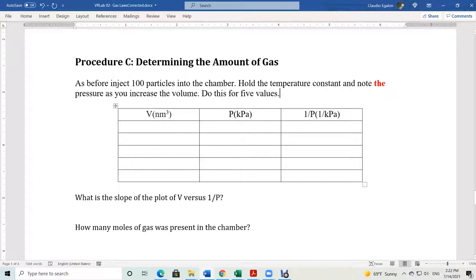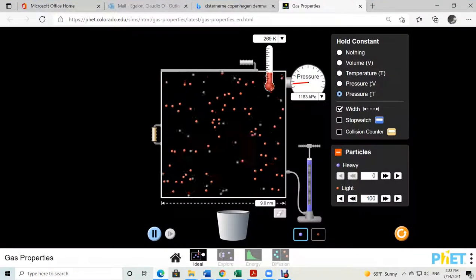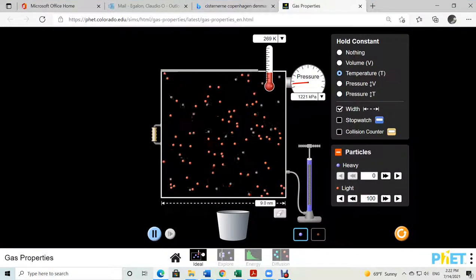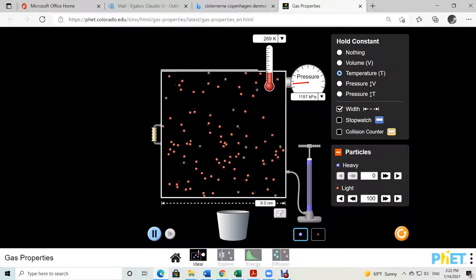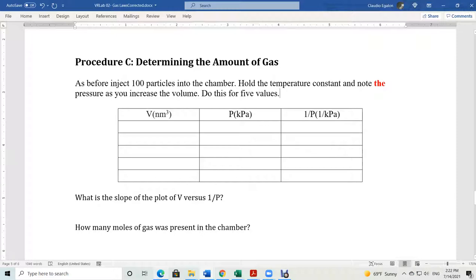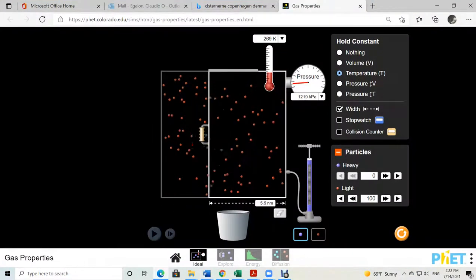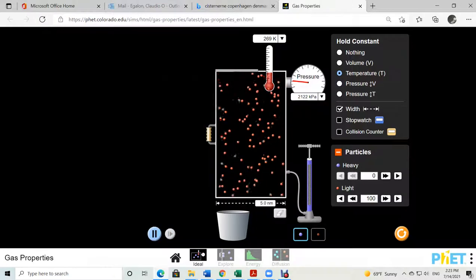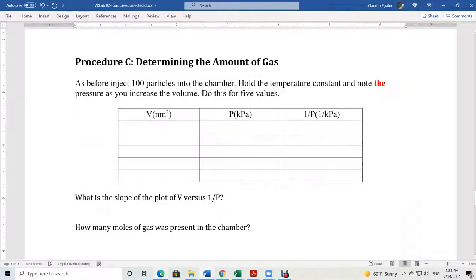We have 100 particles in the chamber. Now we're going to hold the temperature constant. Temperature is going to be held constant. We already have 100 particles in there. You don't have to do anything else, right? And now you're going to increase the volume. Let's start at 5. And he's asking for five data points only. 5, 7 and a half, 10, 12 and a half, 15. Okay, we can do it this way now.